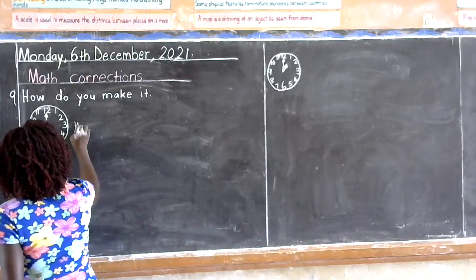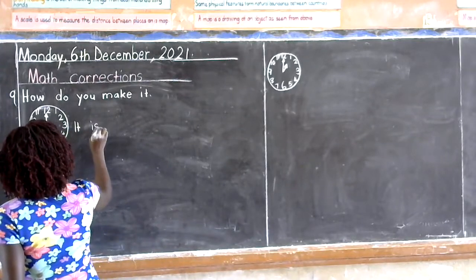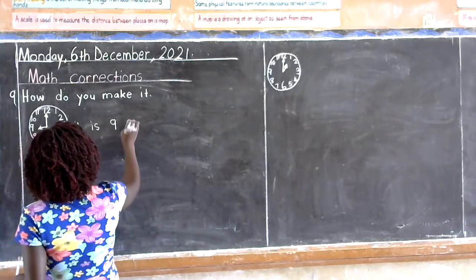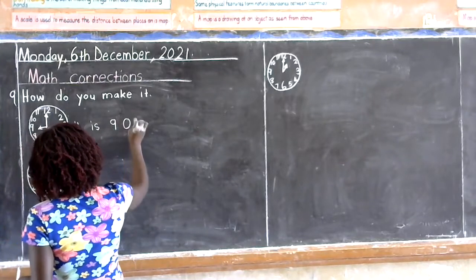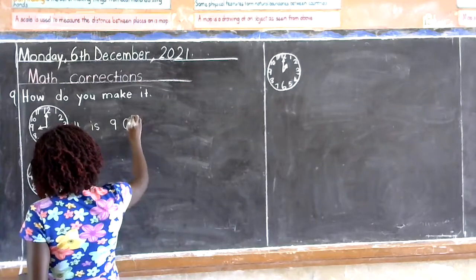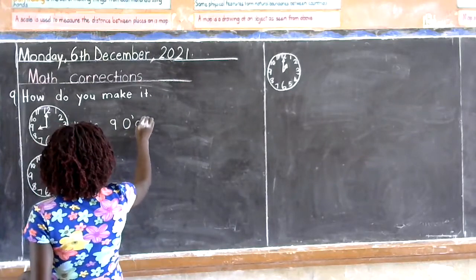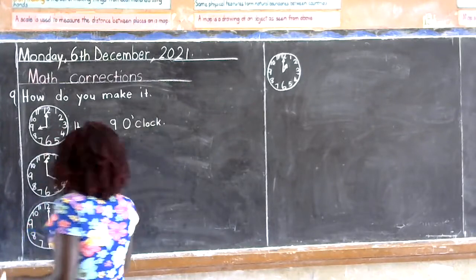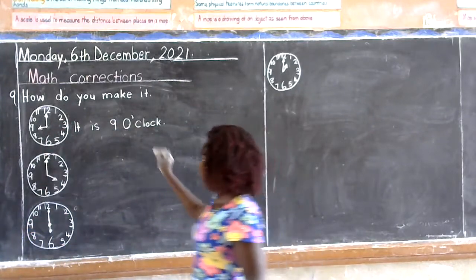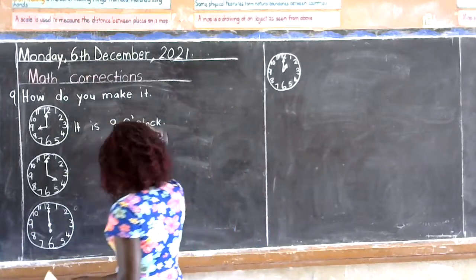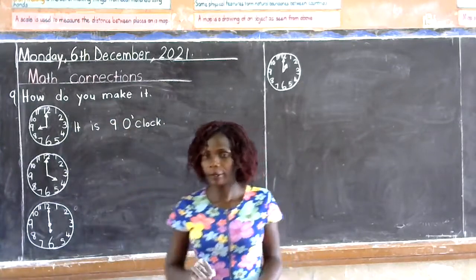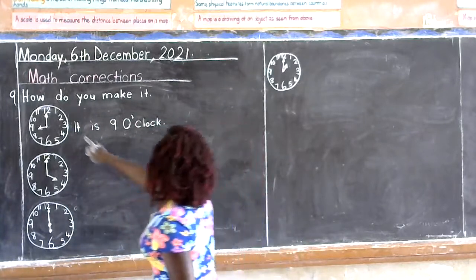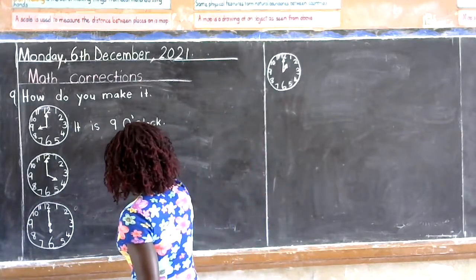It is 9 o'clock. Some of you forgot this apostrophe and the word clock. O'clock. This is how you are supposed to answer. You forgot to put this apostrophe. Okay? That is how you are supposed to answer. It is 9 o'clock.